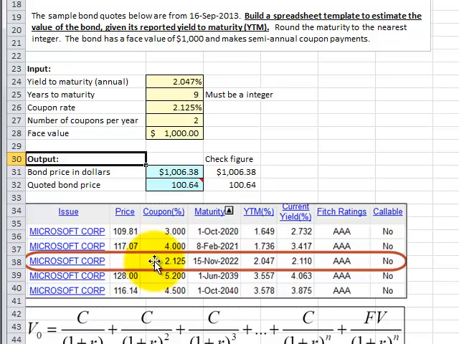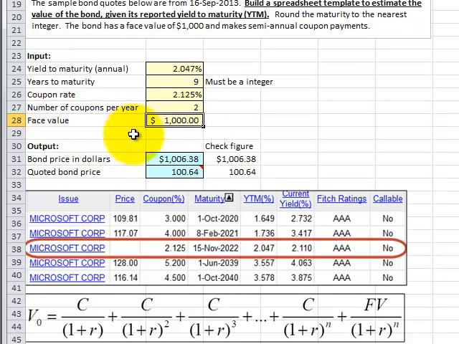The quote doesn't tell us that there are 2 coupons per year, but that's always the case for bonds in the United States. So 2 coupons per year. And finally, our face value, again, not indicated in the quote, but we'll always use a face value of $1,000. Let's calculate the value of this bond.